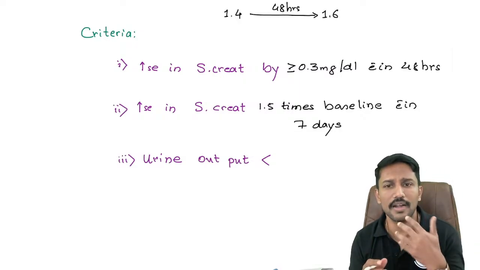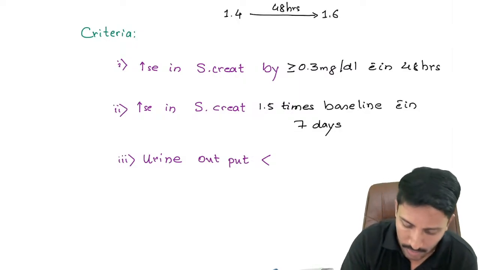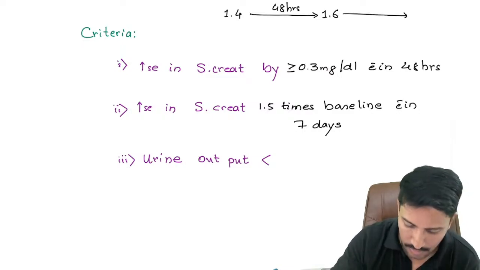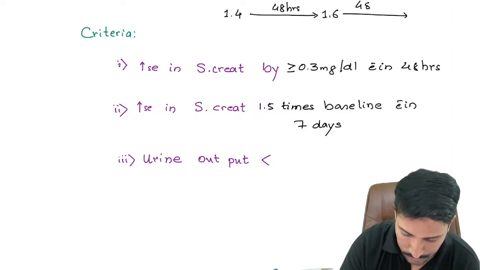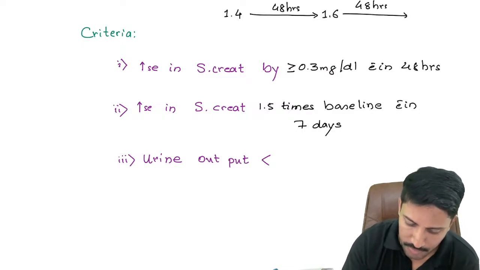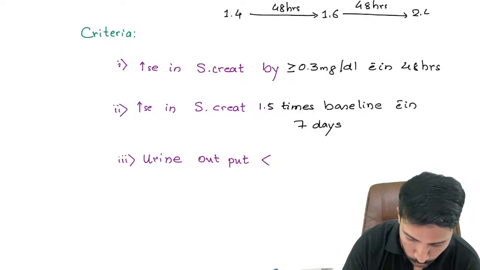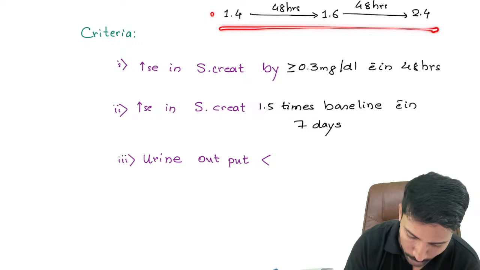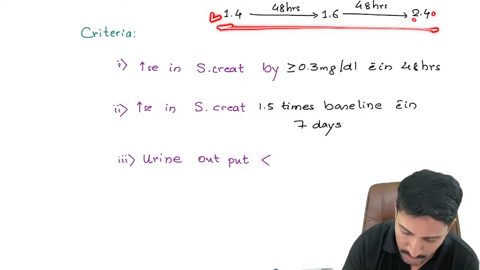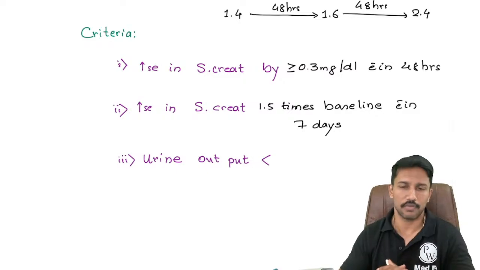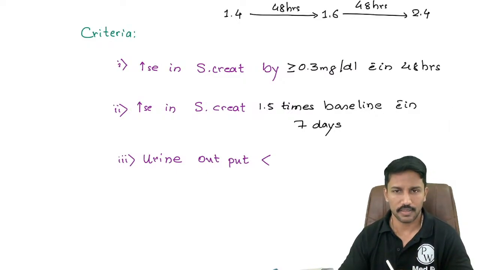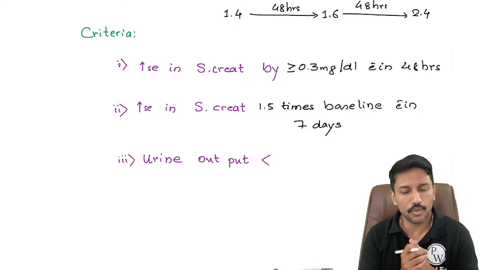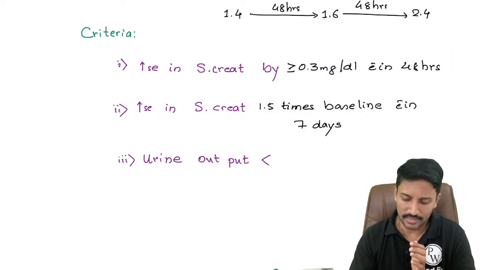At this point of time, I can't call it acute kidney injury, right? But I check again after another 48 hours and now it has become 2.4. So overall, from a baseline of 1.4, it has become 2.4 and it has taken 48 plus 48, so 96 hours or 4 days. Can I now call it acute kidney injury? Of course, yes, because it satisfies this criteria.